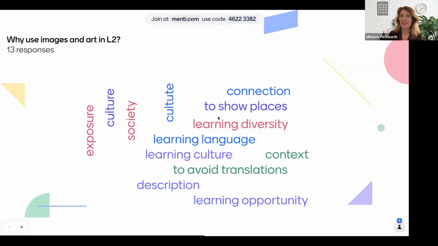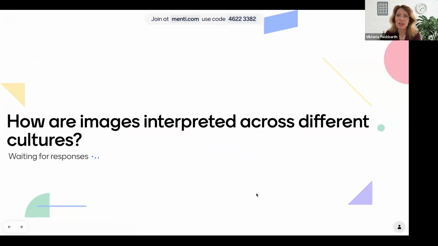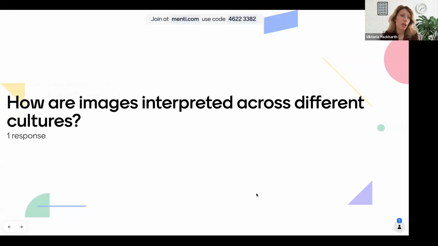We have another slide for you, another question. How are images interpreted across different cultures? So here you have a chance to put in a short response as well. Across different cultures, the word culture came up several times in our previous slide. So how can we interpret images across different cultures? What helps us in that task? What resources do we recur to in our minds? What do we need? What abilities, what skills?